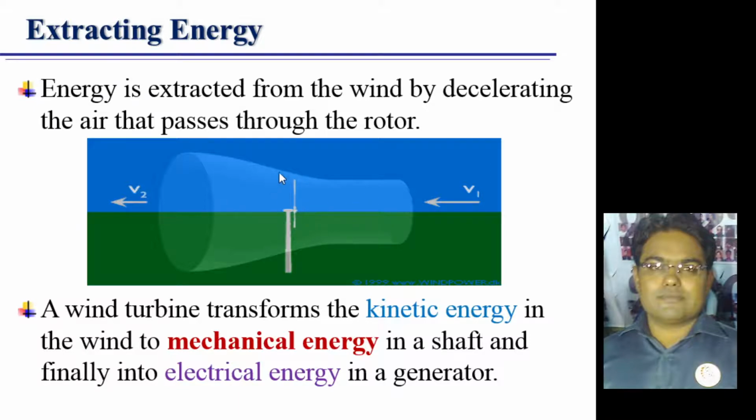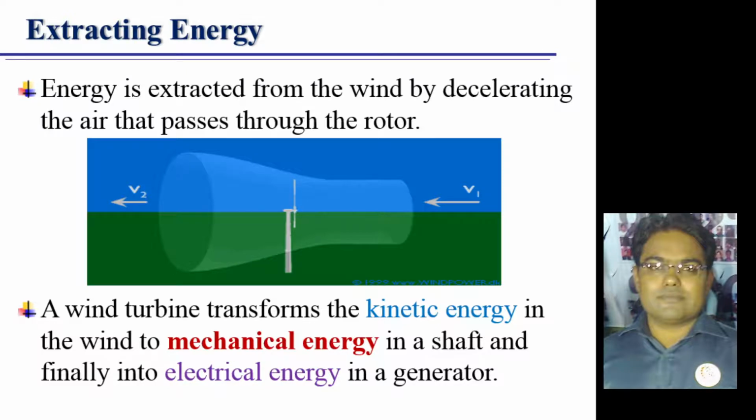This point and this point are called the rotor. Here it will get decelerated initially. Then a wind turbine transforms the kinetic energy in the wind to mechanical energy output in a shaft. Finally, that mechanical energy, the shaft which is rotating, is coupled with a generator where it gets converted into electrical energy.